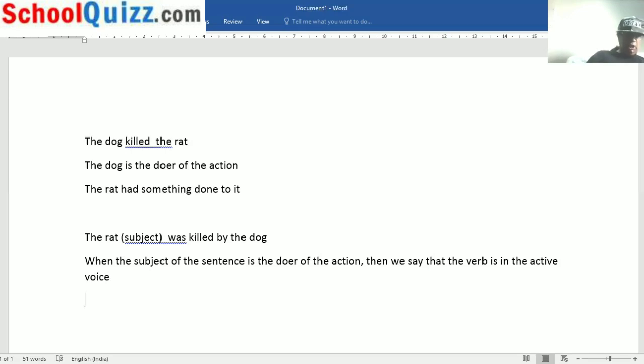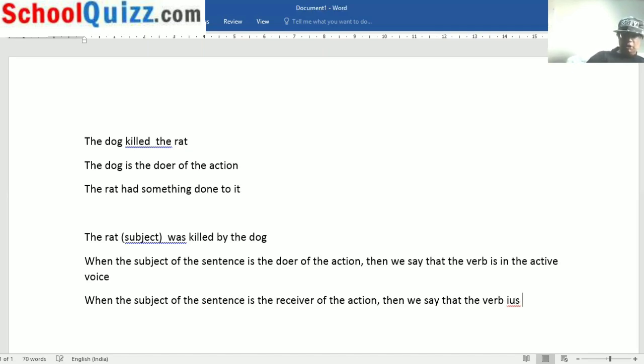And when the subject of the sentence is the receiver of the action, then we say that the verb is in the passive voice. That is what you need to understand.